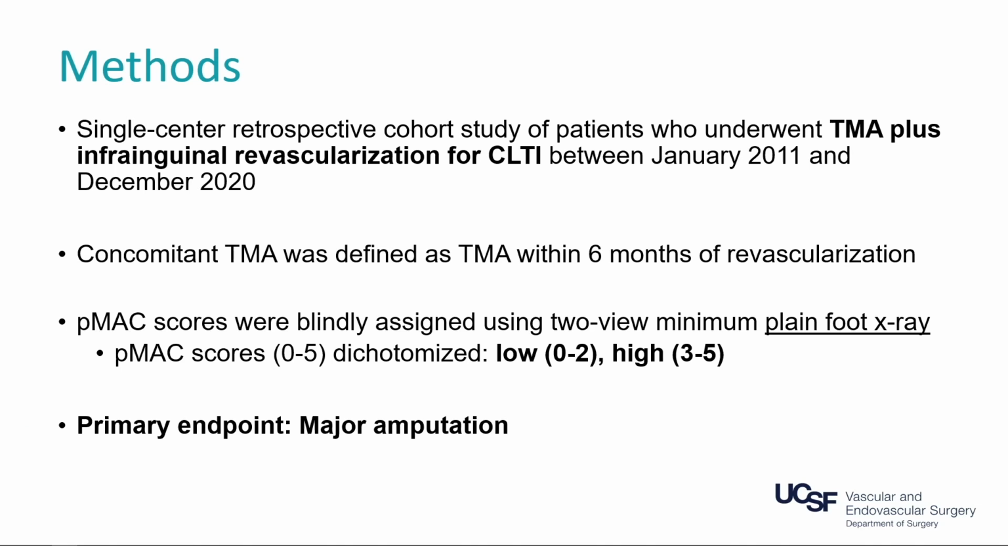Only the first revascularized limb was included in patients with bilateral interventions, and patients without foot films or those with prior minor amputations precluding full scoring were excluded from the analysis. PMAC scores were blindly assigned, and we dichotomized the scores as low, those having a score of 0, 1, or 2, or high, 3, 4, or 5. Our primary endpoint was TMA progression to major amputation.